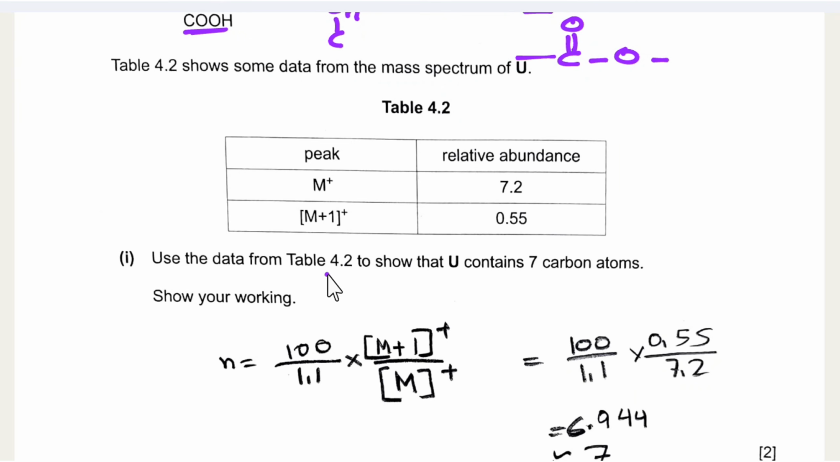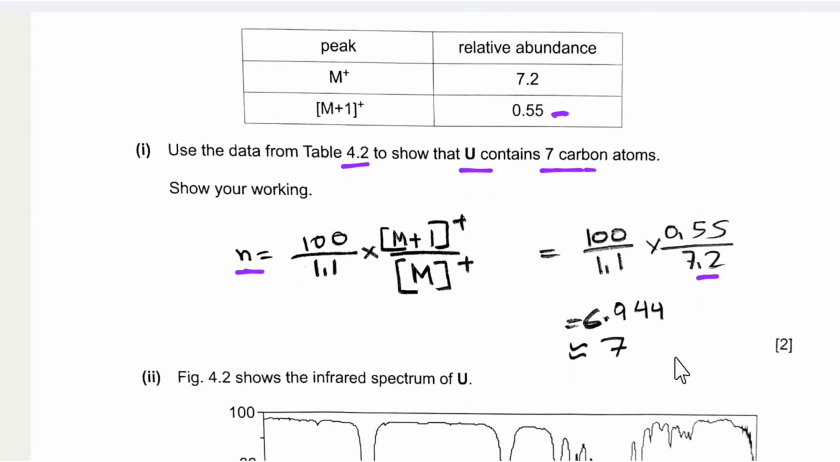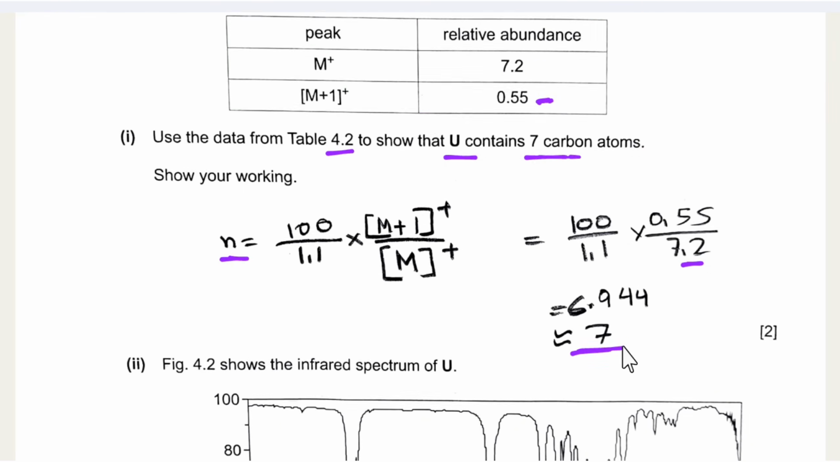Now use the data in table 4.2, that is this data, to show that U contains 7 carbon atoms. So from this data, to calculate the number of carbon atoms, we know that N is equal to 100 by 1.1 into the M+1 peak divided by the M peak. So 100 by 1.1, the M+1 peak divided by the M peak. So we get the number of carbon atoms as 7.